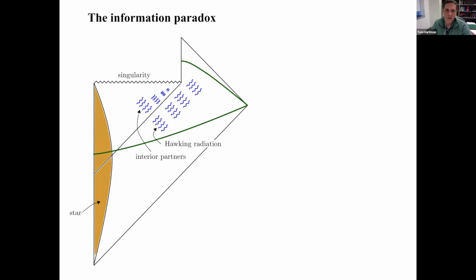Now, the diagram that I have here is a space-time diagram for an evaporating black hole. I can't seem to get my mouse on. Let me see if I can get this so my mouse will show up.